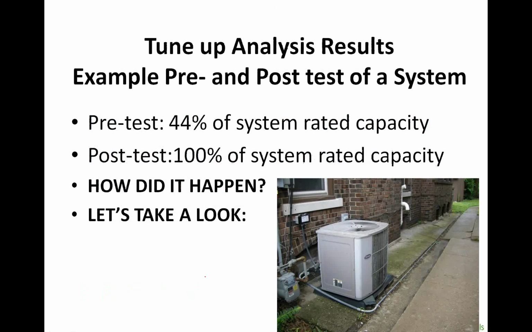All right, I want to talk a little bit just about what you're gonna see, because I think you'll be shocked when you get out there. This is an example of a pre and post test of a system. Pre-tested a 5-ton Carrier system, and it was operating at 44% of its rated capacity. Post-test, it had 100% rated capacity. So what happened? What did it look like?